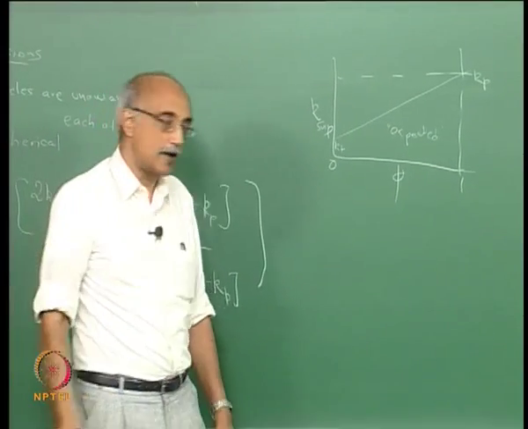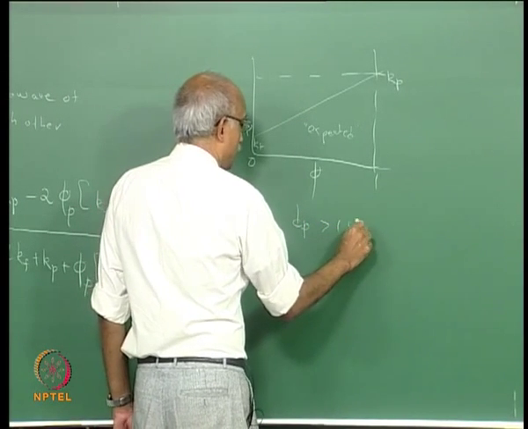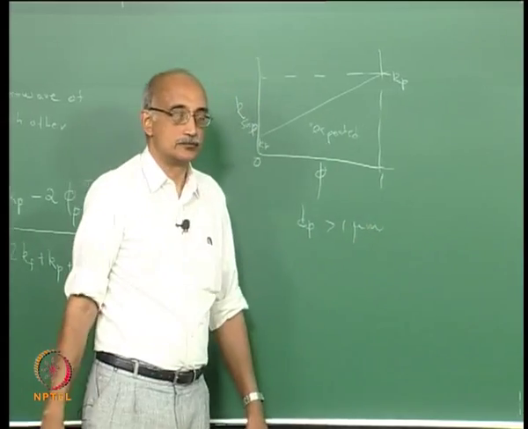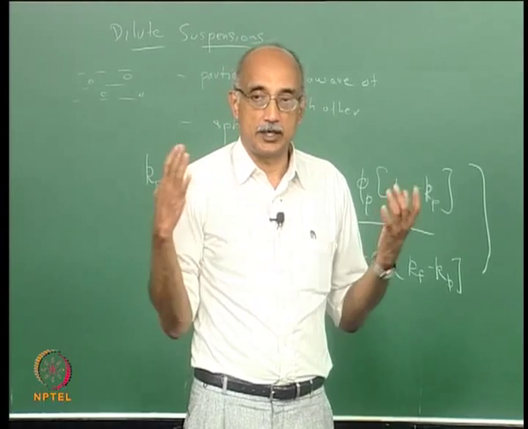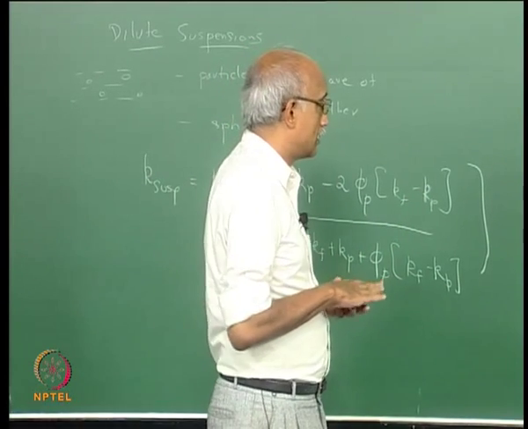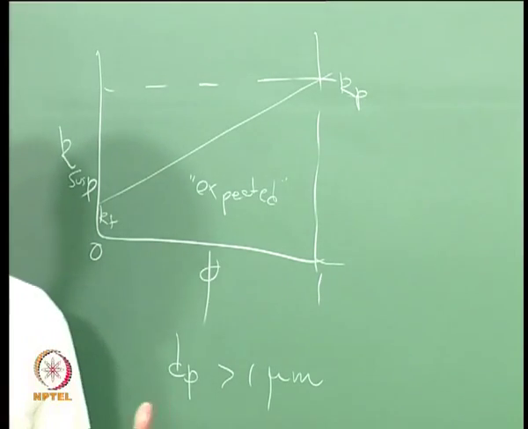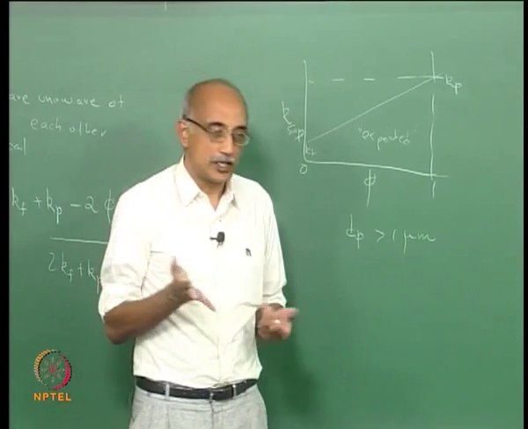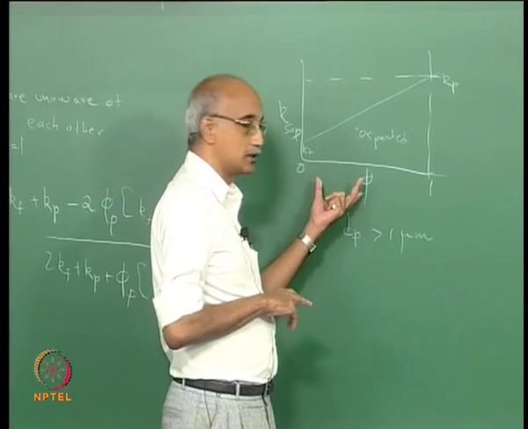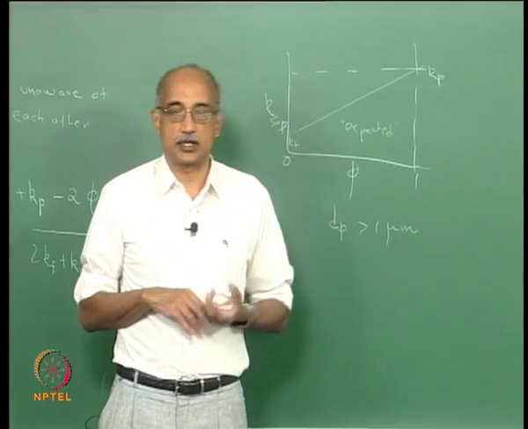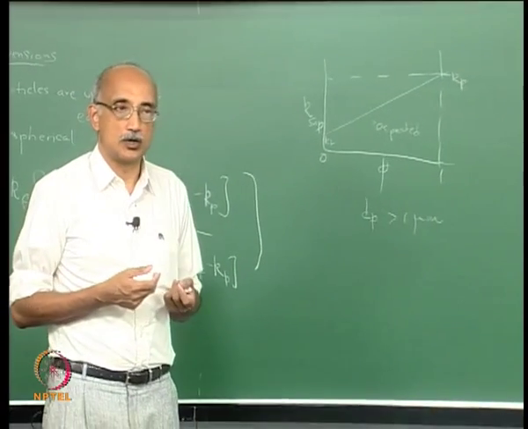And this typically happens when dP is greater than 1 micron. From a fine particle science viewpoint, a 1 micron particle is a very large particle. And when you have a suspension consisting of particles that are a micron and larger, you can expect a linear, quasi-linear behavior to happen. So if you do measurements of the suspension thermal conductivity as a function of volume fraction, this is the kind of behavior you would normally observe.